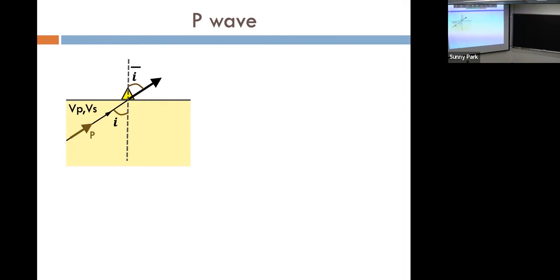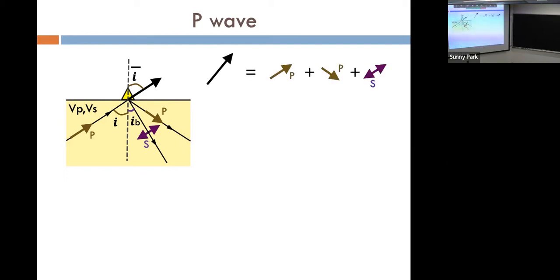The reason why this is not as simple as what I just showed you is because as soon as P wave hits the free surface, it also generates the reflection of P and S wave. So what we are observing at the surface is not just the incoming P wave, but also reflected P and S wave all together at the same time. So we need to do some vector summation here. To do that, we need to know the direction and amplitude of these vectors.